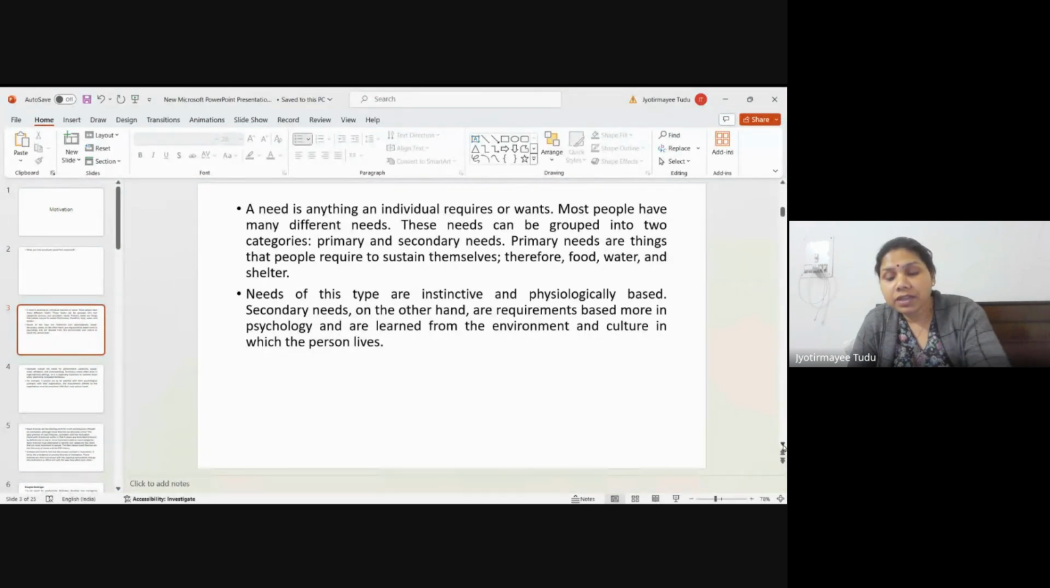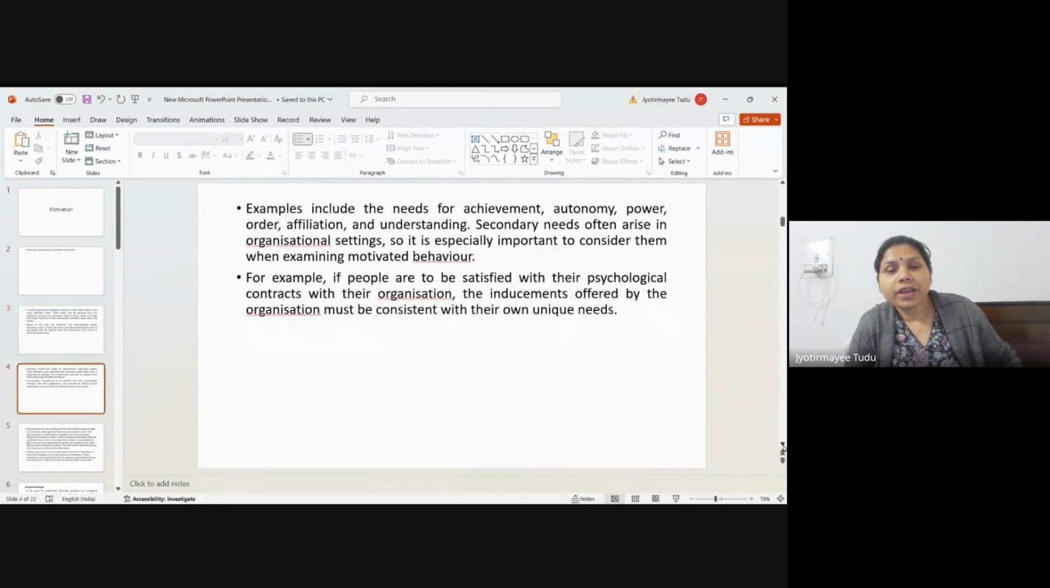Performance in an organization generally begins with the secondary needs. Examples include the need for achievement, autonomy, power, order, affiliation, and understanding. Secondary needs often arise in organizational settings, so it is especially important to consider them while examining motivated behavior.